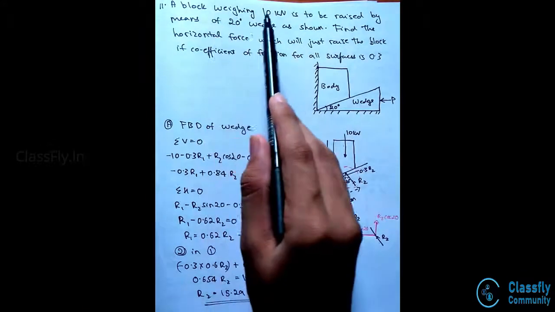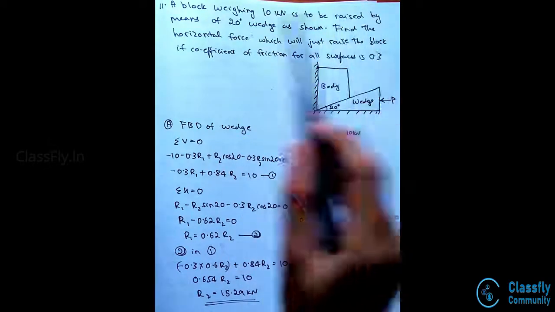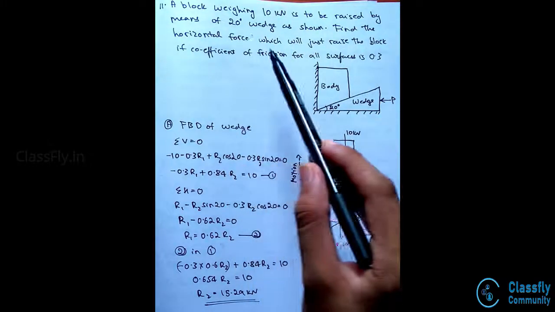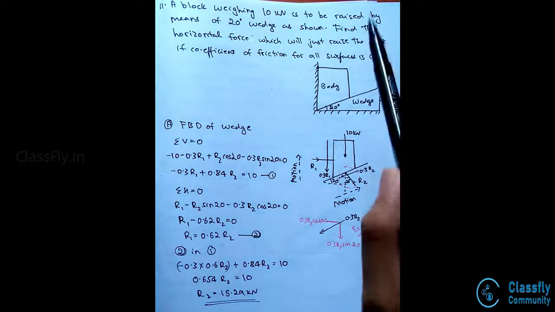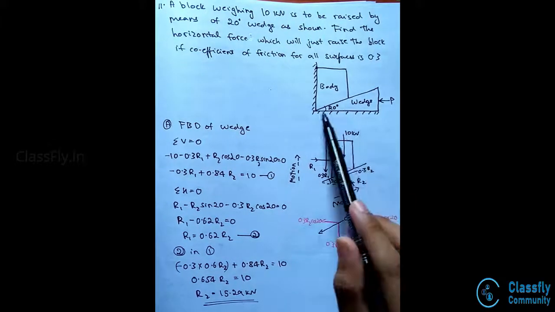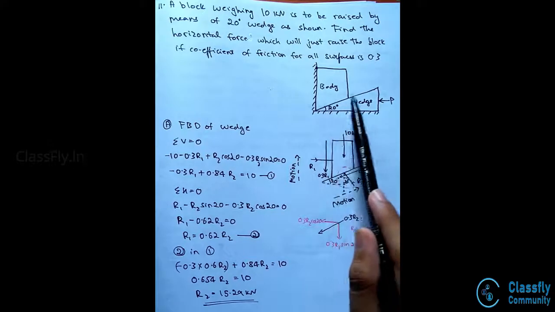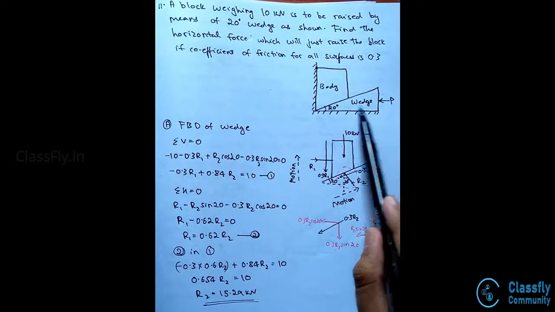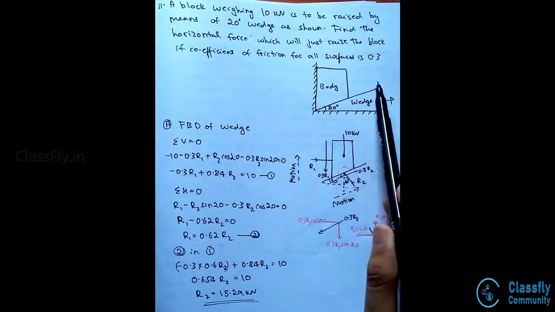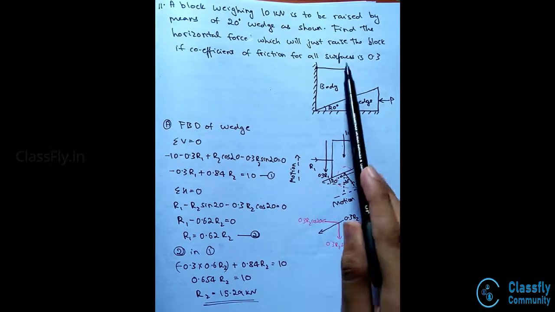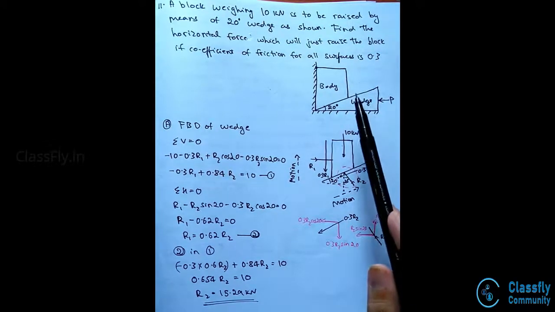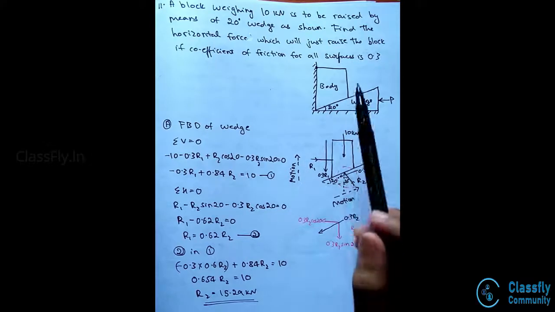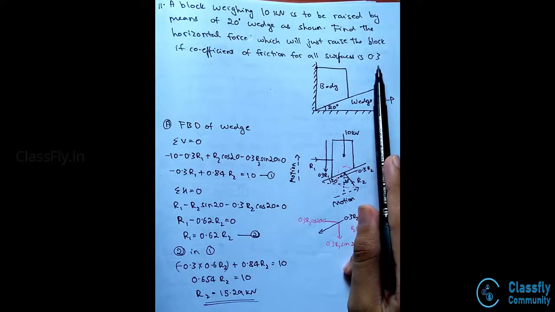Well, a block weighing 10 kN is to be raised by means of 20-degree wedge as shown. Find the horizontal force which will just raise the block if coefficient of friction for all the surfaces is 0.3. Now here they have given in the figure a wedge which has a 20-degree angle and a body which is placed upon the wedge. Hence from the figure you can see that as there is a horizontal force applied on the wedge, the body will start to move along the inclination of the wedge and hence will slightly move upwards. Hence now they have asked us to find the horizontal force, that is P, with which the block will be just raised. They have given the value of coefficient of friction to be 0.3, that is mu.